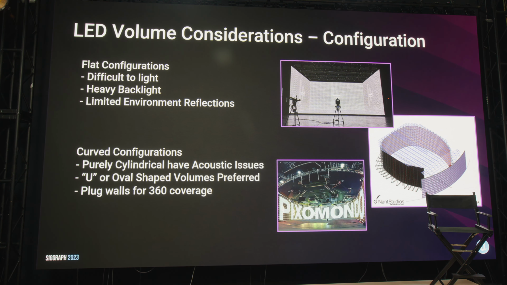And then for a curve configuration, these are mostly cylindrical, and they do have really unique acoustic issues. I hadn't experienced this until about a month ago, where if you're standing out on the stage and you hear somebody talking that's close to the wall, you can actually pick up everything that's being said off the wall due to specific acoustic reflections, which is kind of funny and cool. But if you're trying to have a private conversation, not necessarily really good for that. Typically some of that can be mitigated a little bit with a U or oval shape. And then you need plug-in walls for that full 360 coverage when you're building your stage.